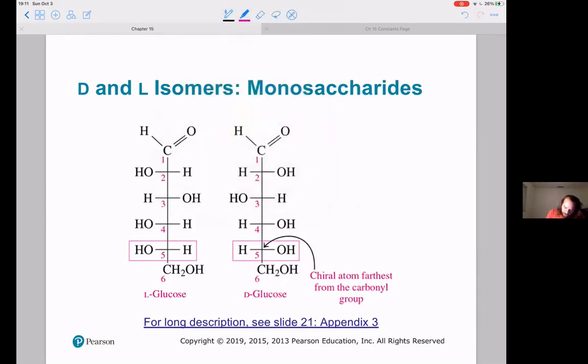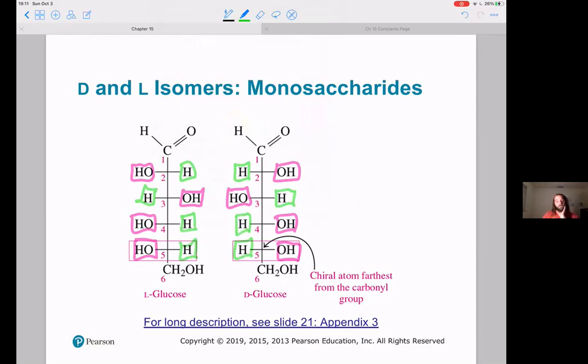Again, just to drive home this point, I'll circle all my OH groups so you can see that they indeed have switched sides on the chiral carbons. Okay, so these are the two isomers of glucose. Again, we designate them as the L or the D isomer based on the position of the hydroxyl group on that last chiral carbon.